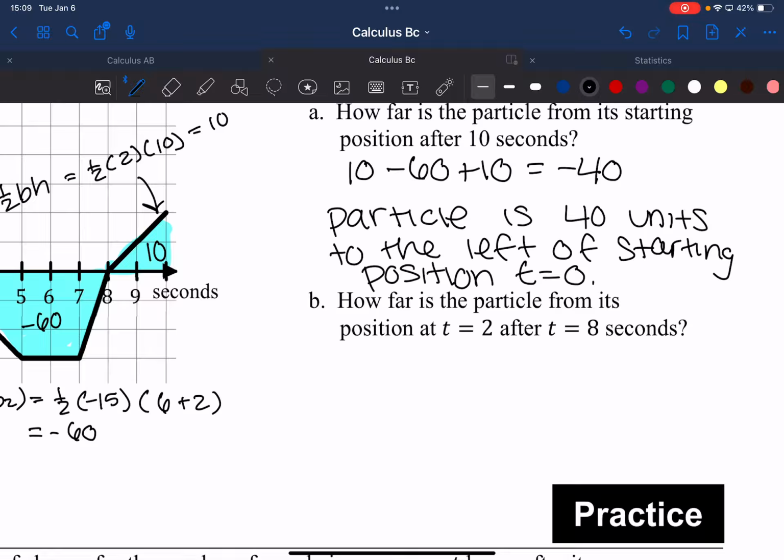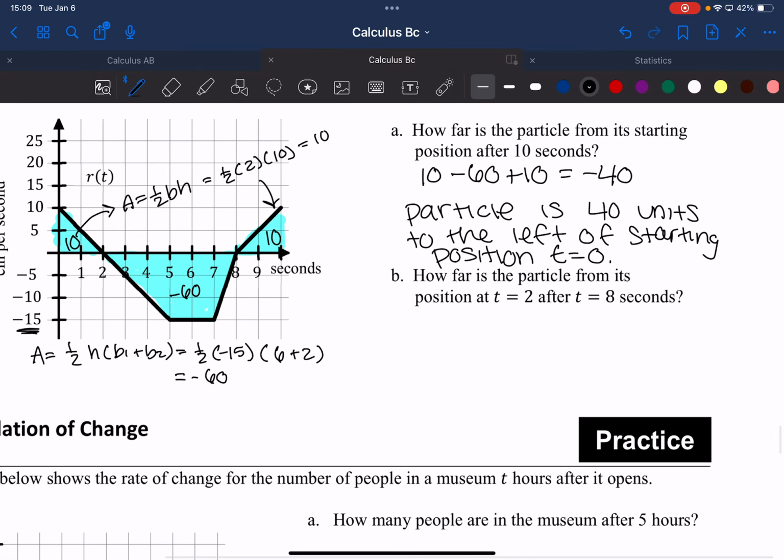Part B says, how far is the particle from its position at t equals 2 after t equals 8? So looking at our graph, does that mean we're going to start at 0? No, we're going to start at 2. So it's asking from 2 and stopping at 8. Which area is that? The negative 60. Only that negative 60. Okay, so I would say this would be the area of negative 60.